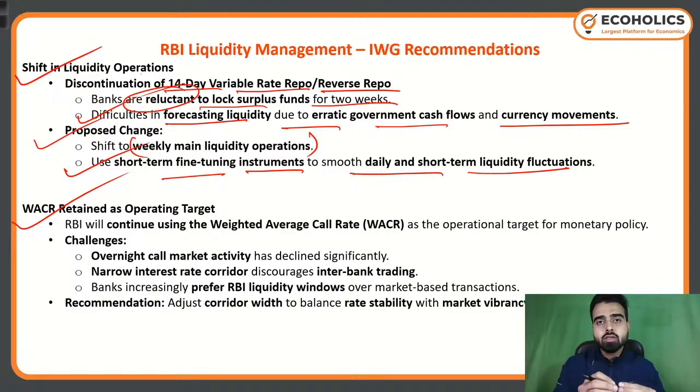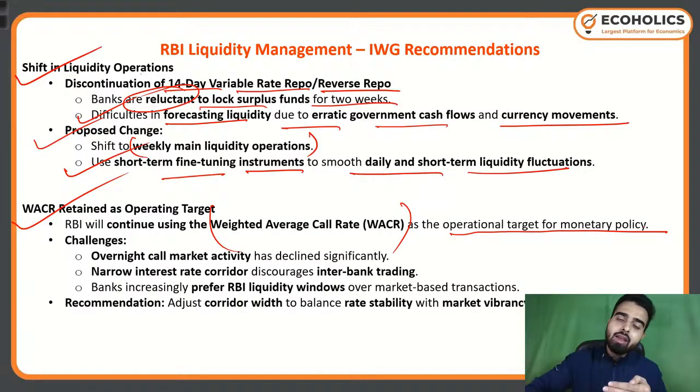Via repo rate operations, or via any monetary policy statement or operations, RBI tries to transfer the impact of the repo rate via WACR to the economy further. WACR is something that RBI tries to manipulate or control. Now, what they have said is, your operating target should be WACR only. RBI will continue using WACR as the operational target for monetary policy. Via monetary policy, they will be targeting WACR only, what they used to do earlier. Now also they will do the same thing.